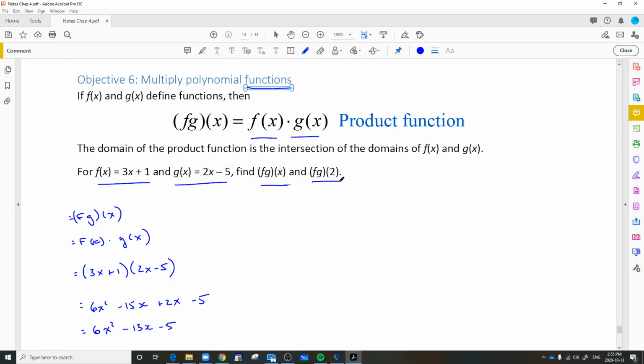And then if they ask you to do fg at 2, everywhere there's an x, you're going to put in a 2. So that's 6x squared minus 13x minus 5, and just replace all the x's with 2's. So this would be 6 times 4 is 24, minus 26 minus 5. So you get minus 2 minus 5, which is minus 7. And that's it.